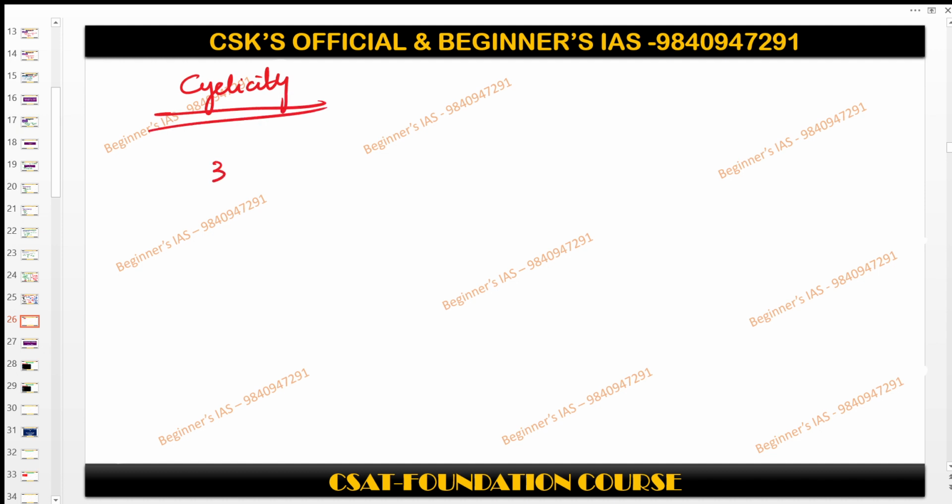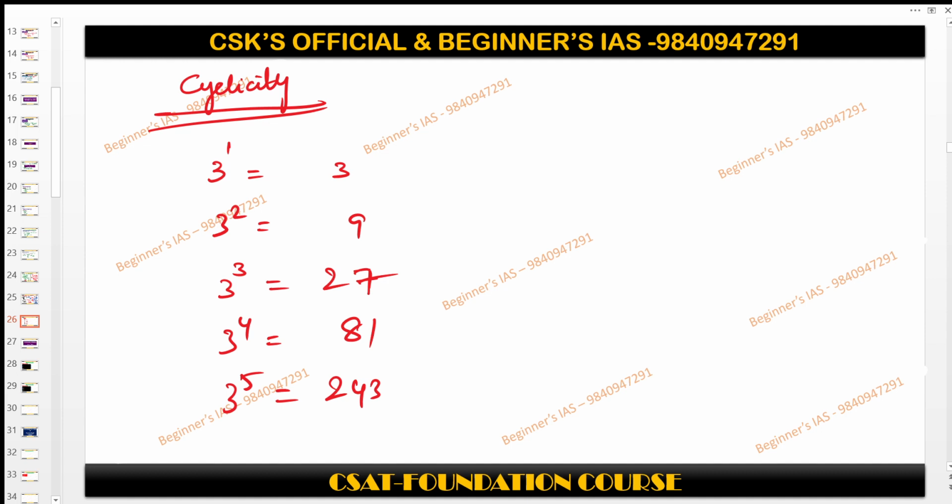Listen, we have to see the repetition. So 3 power 1 is 3, 3 power 2 is 9, 3 power 3 is 27, 3 power 4 is 81, 3 power 5 is 243, 3 power 6 is 729. This is more than enough to find out the cyclicity.